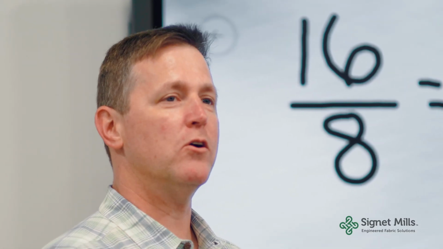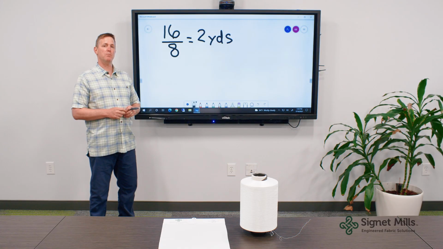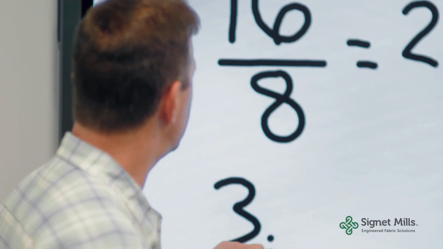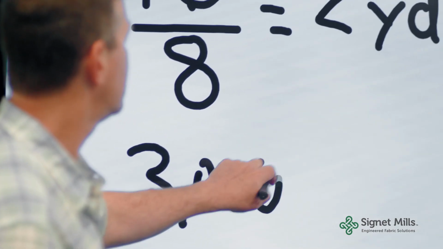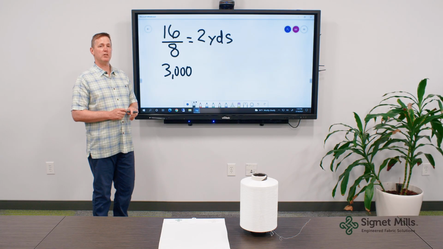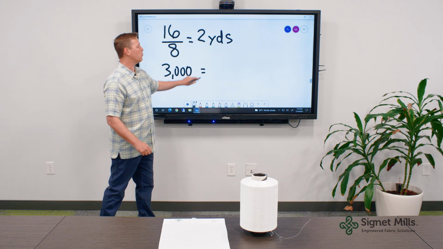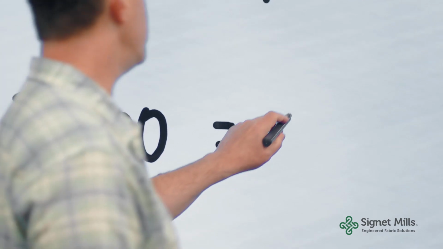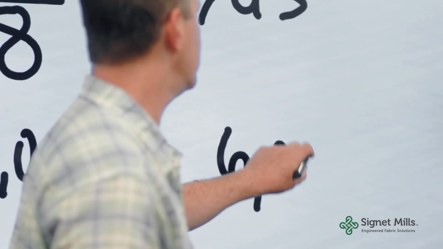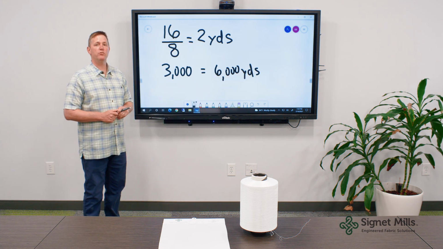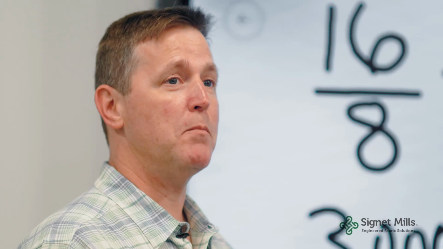As stated earlier, our raw material suppliers tell us the minimum amount of yarn we have to buy. In this case, let's act as if the minimum is 3,000 pounds. Since the fabric we're producing yields 2 yards per pound, a 3,000 pound raw material order will produce 6,000 yards of fabric. This is how Signet Mills determines our minimum order quantity in most situations.